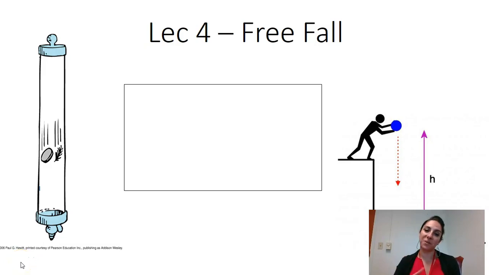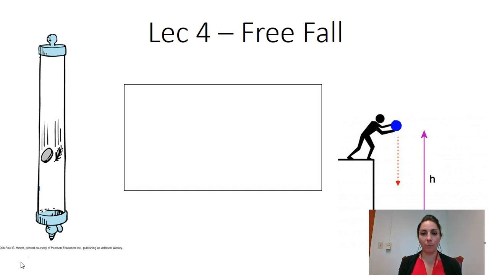Hi everyone, this is a video lecture on free fall. So previously in physics what we've been learning about is how to model motion in one direction mostly. We use the kinematic equations for that, for constant acceleration, and then we can use the other equation, which is velocity is equal to delta x over t for constant motion. So now we're going to look at a very specific type of motion called free fall.